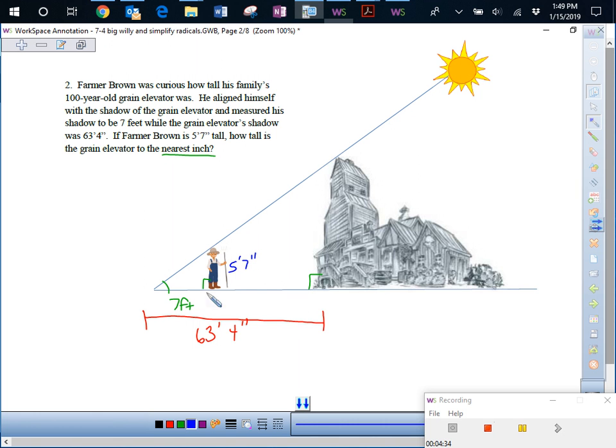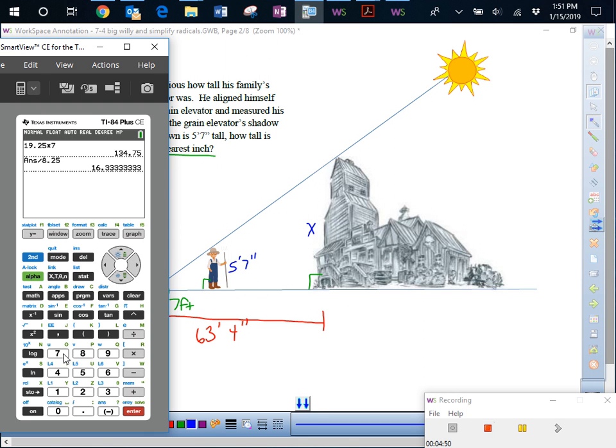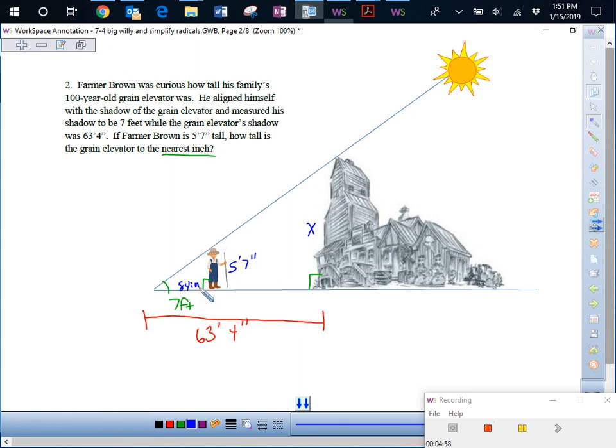Another problem. There's lots of ways you could set up a proportion to find the height of this grain elevator, but because they mix things up into feet and inches, I like to just convert everything into the smaller unit, which is inches. So I'm going to change all this stuff into inches. So 7 feet first. Since there's 12 inches in a foot, we'll take that times 12 and get this guy to be 84 inches.